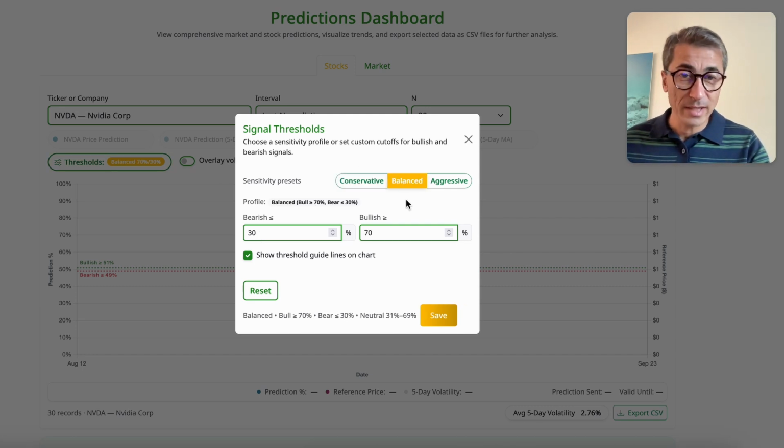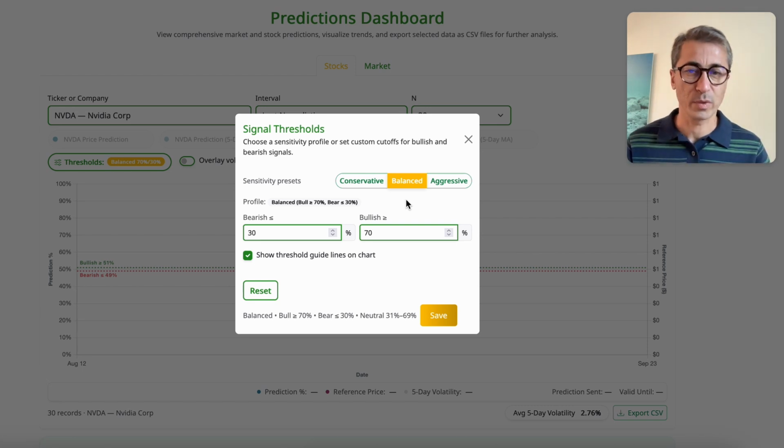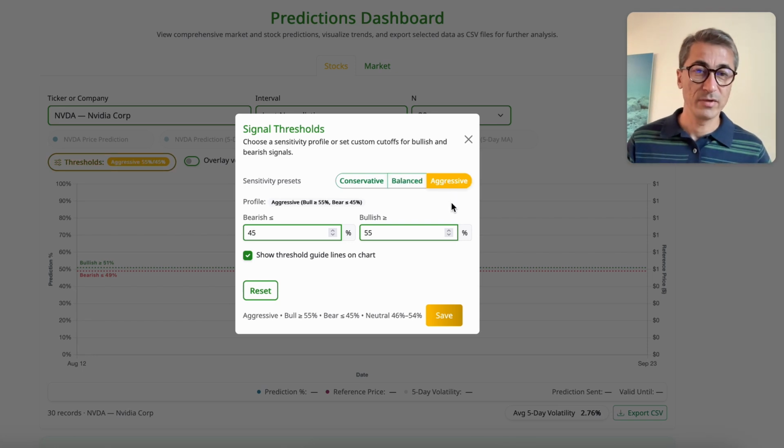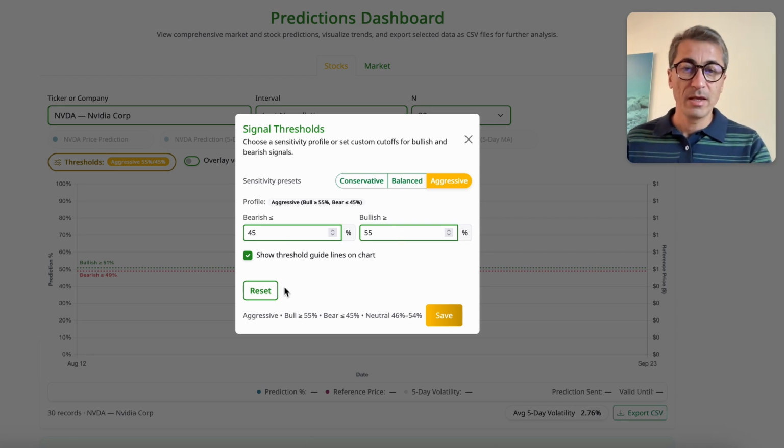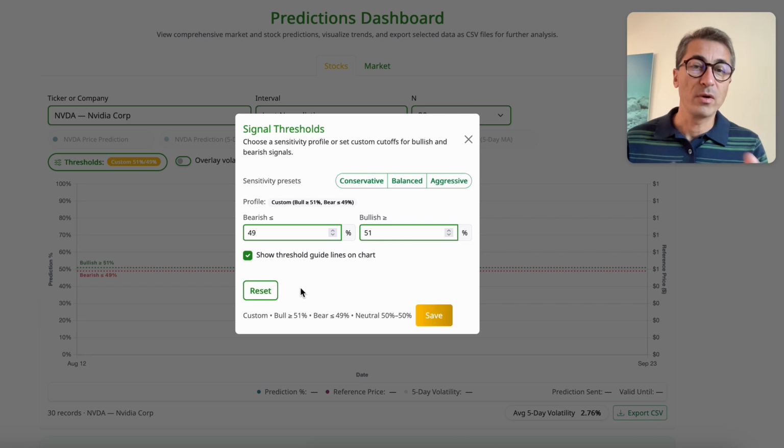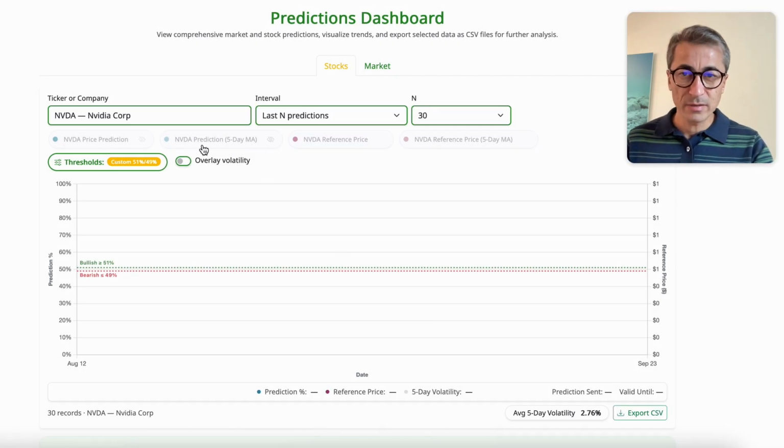Alternatively, you can go for the balanced one, and the balanced one gives you a narrower band between the bearish threshold and the bullish one, which are 30% and 70%. If you want to go for the aggressive one, which is going to produce a lot of signals, actually buy and sell signals, for example, then maybe it can be 45% and 55%. If we click on the reset button here, then we go back to the default values again. I'm going to go for the default values for the time being to be able to show as many examples as possible. So there are a lot of legend buttons here. So one is the price prediction itself and the price prediction 5 days moving average.